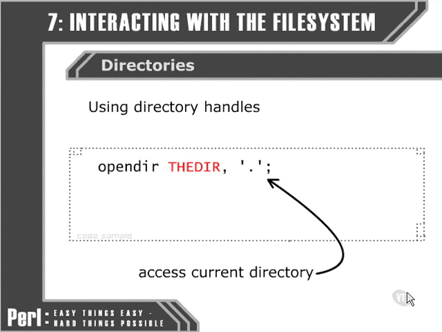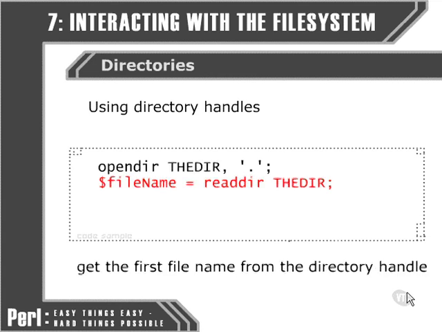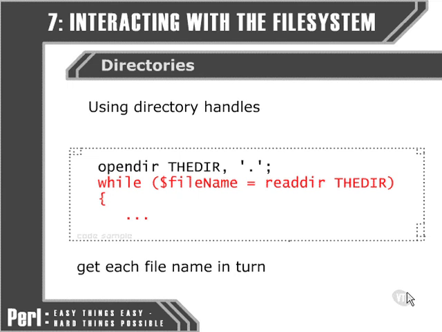So once we've got our directory handle open, we're able to use the readdir function to pull in the first entry of the directory. And that'll give us the file name. That allows us to access one file name within the directory, but of course if we're going to look through a directory we'll probably want to get more than one file name from it. We can do that by using a while loop.